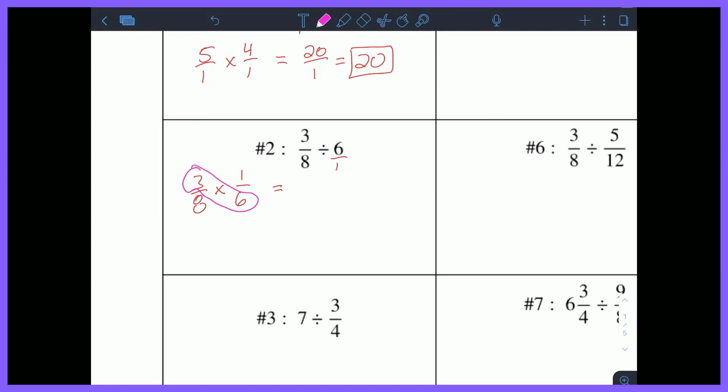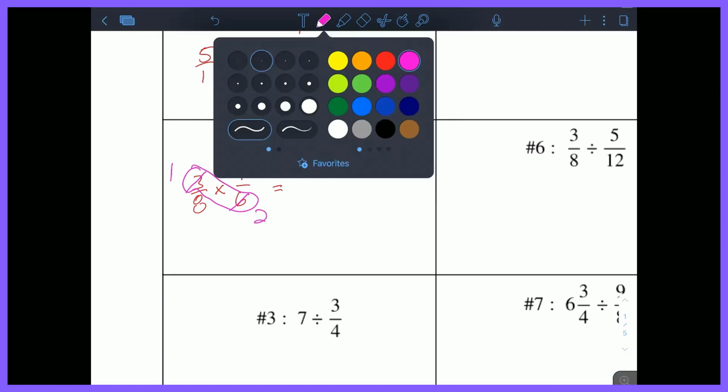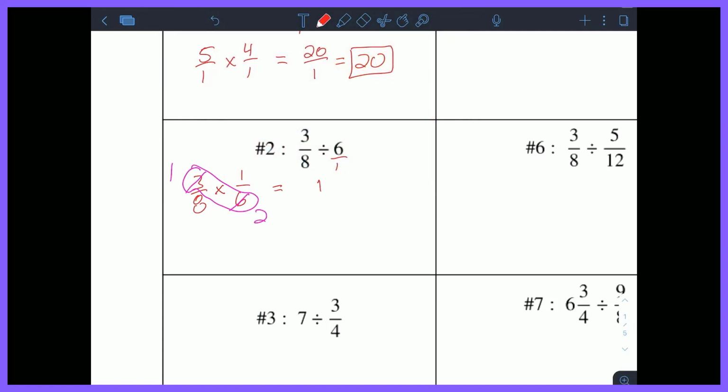So 3 over 6, you could divide by 3. Divide by 3, you get 1 and 2. And then the final answer would just be top times top, which is 1. Bottom times bottom, which is 16. So the answer to problem number 2 is 1 over 16.